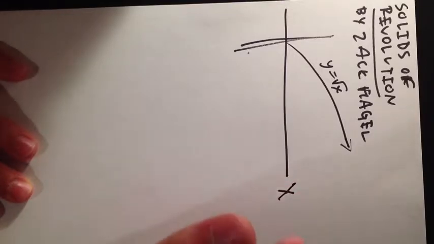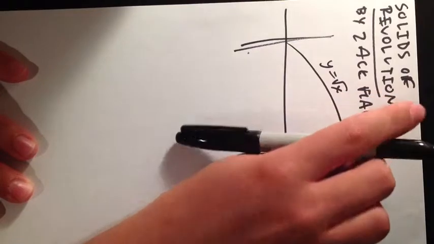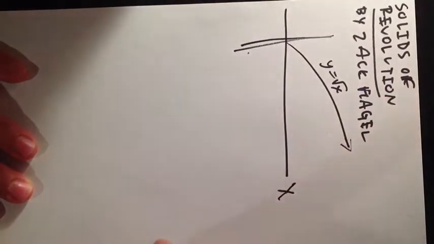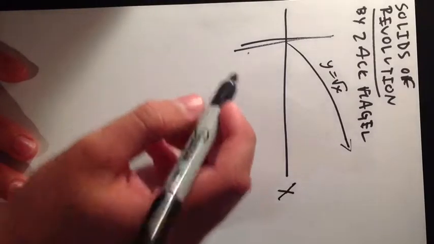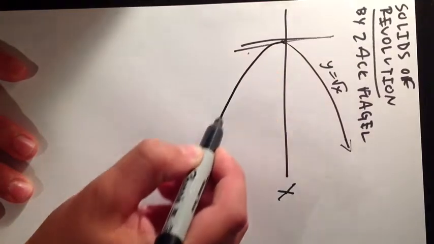Or a different axis that doesn't have to be one of these two. It could be over x equals 3 or y equals 2, whatever axis we want. But for simplicity's sake, we're going to use the x-axis for the first example. Now, we're trying to make a cup, a little teacup, and so I'm going to go like that.